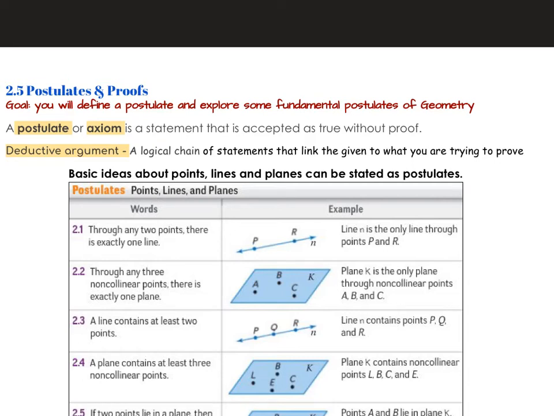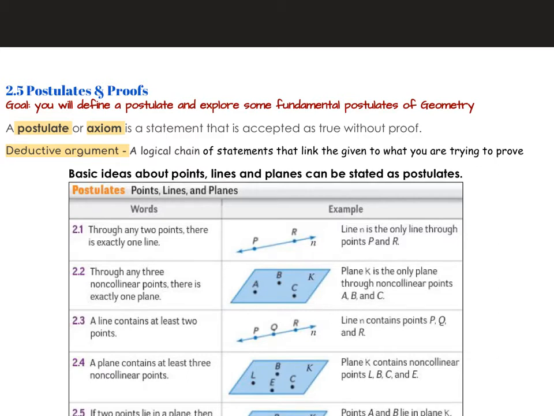In this video, I will be going over 2.5 postulates and proofs. So the goal here is that you will define a postulate and explore some fundamental postulates of geometry. A postulate or axiom is a statement that is accepted as true without proof. And a deductive argument, as we already have studied a little bit, is a logical chain of statements that link the given to what you are trying to prove.